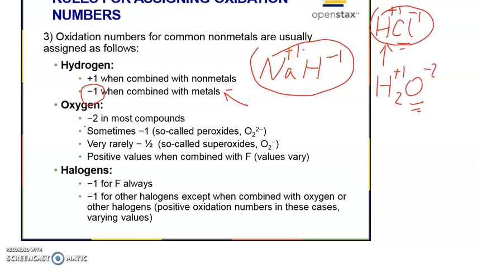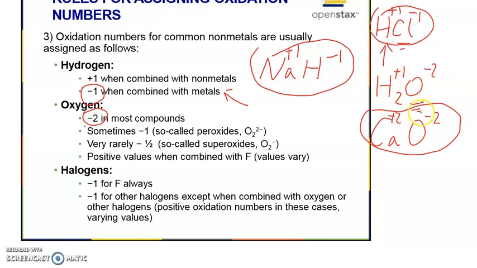What about oxygen? For most compounds, oxygen will be minus 2. Let's look at the water molecule over here. It is minus 2. Let's look at another one, calcium oxide, for example. Calcium will be positive 2 and oxygen will be negative 2. And the overall charge for this compound is 0. There's no net charge on it, just like the water molecule has 0 charge.